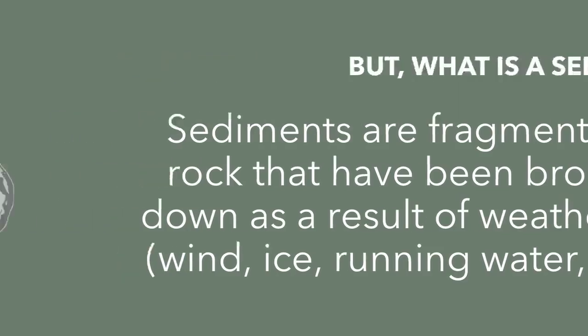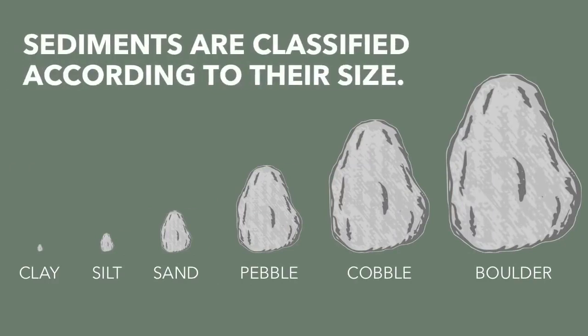Sediments, interestingly, are classified according to their size. So we actually have 6 categories of sediment sizes, the smallest being clay, then silt, then sand, then pebbles, cobbles, and boulders being the largest. So you've heard the term sand before. Now you know that it actually just refers to a size of particle, not a specific material.